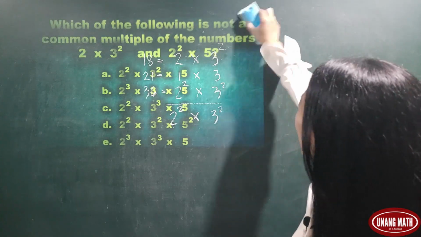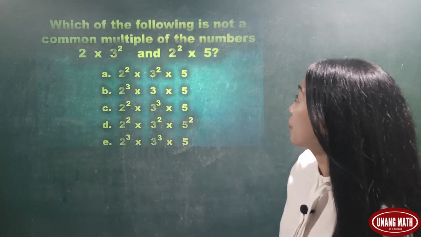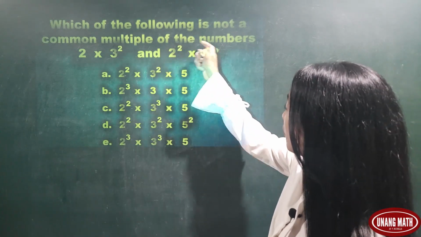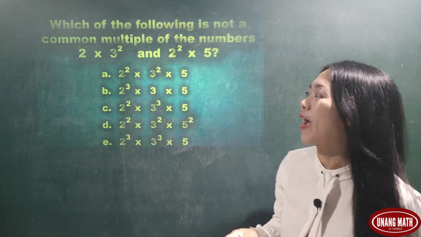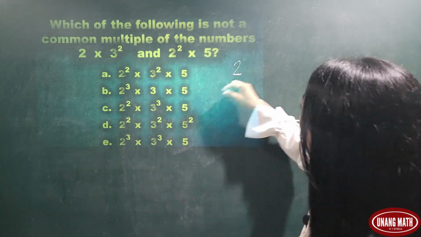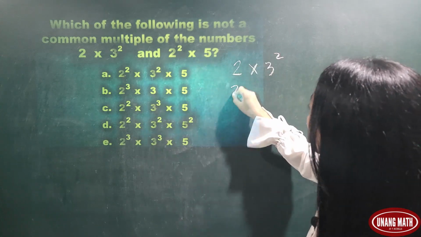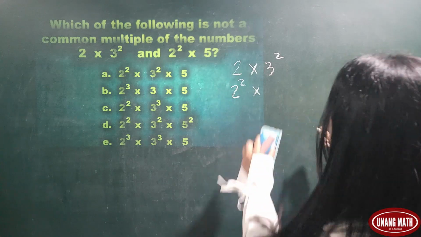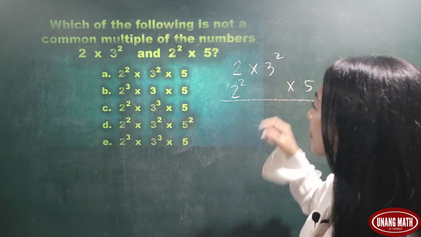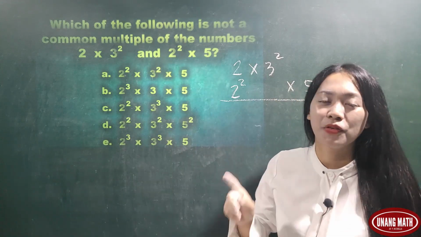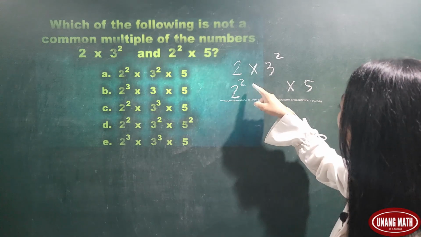Okay, now we are ready to answer the following problems. Let's have the first one. Which of the following is not a common multiple of the numbers 2 times 3 squared and 2 squared times 5? First, let's get the two numbers. So 2 times 3 squared and 2 squared times 5. So let's move 5 here. So times 5. To find these numbers' common multiples, first we have to find their LCM.